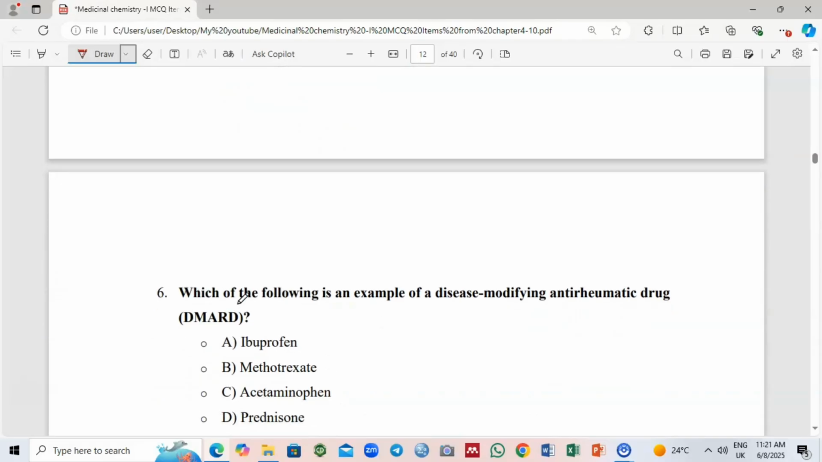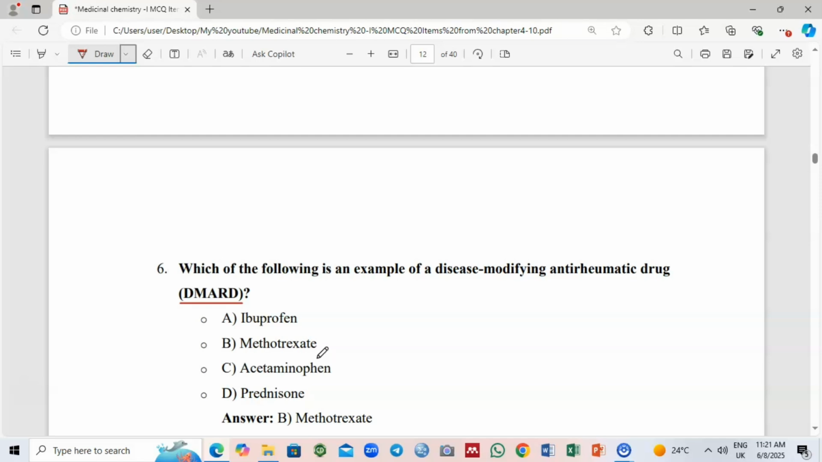Question number 6. Which of the following is an example of a disease-modifying anti-rheumatoid arthritis drug, or DMARD? A, ibuprofen; B, methotrexate; C, acetaminophen; D, prednisone. Among the given alternatives, the one highly associated with disease-modifying anti-rheumatoid drugs, or DMARDs, is methotrexate. So the answer is B.